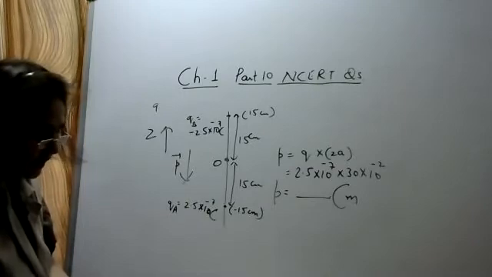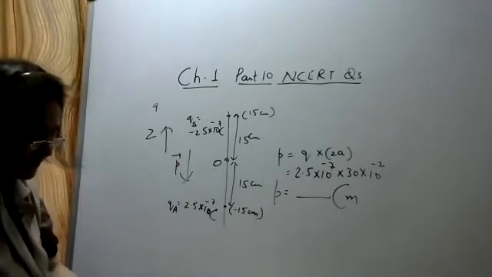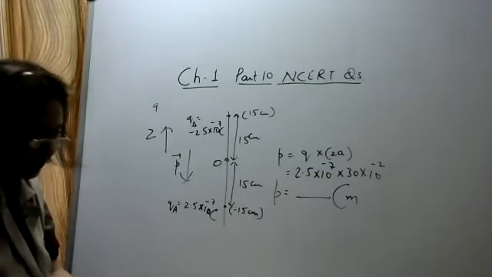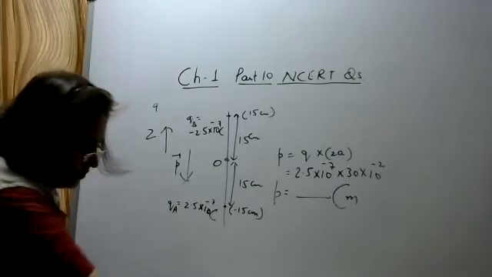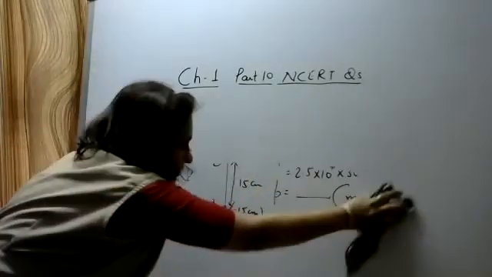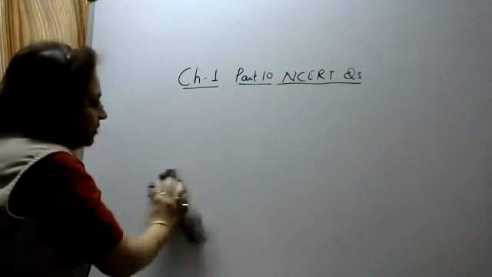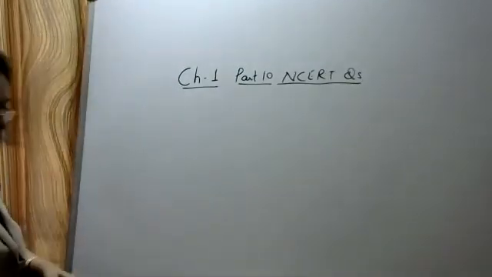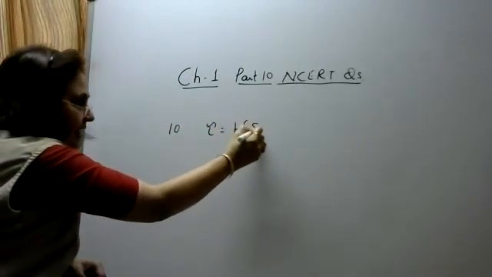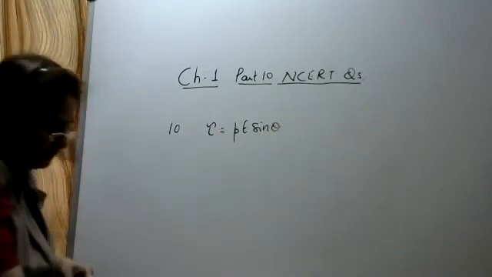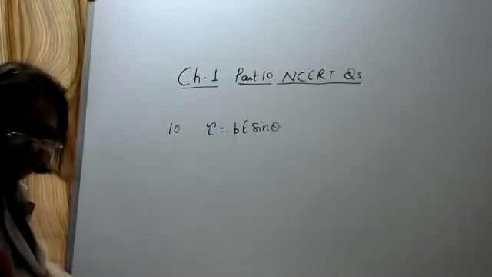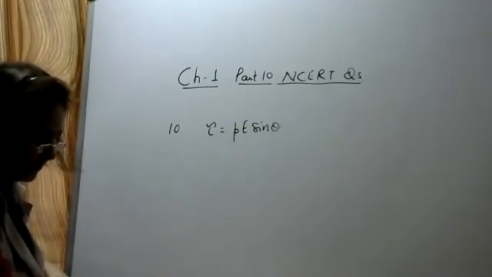Question number 10. An electric dipole with the given dipole moment is aligned at 30 degree with the direction of a uniform electric field. Calculate the magnitude of the torque, only the torque. What is the expression for the torque? Whenever a dipole is placed in a uniform electric field, it experiences a torque which is given by PE sine theta. Here P is the dipole moment. All the values are given. You can just substitute and find out the value of the torque.